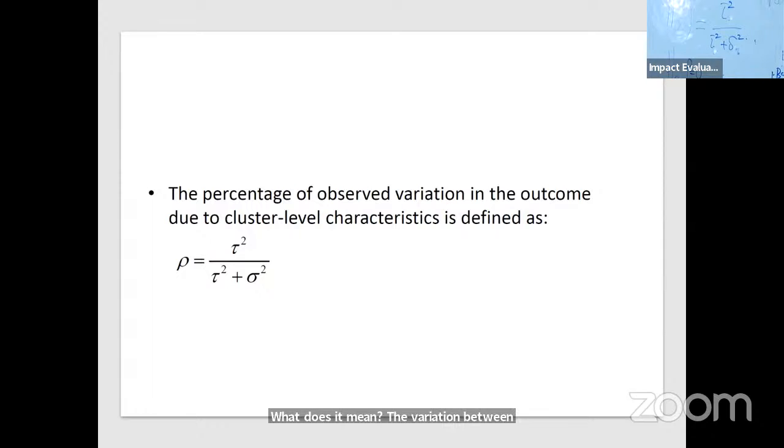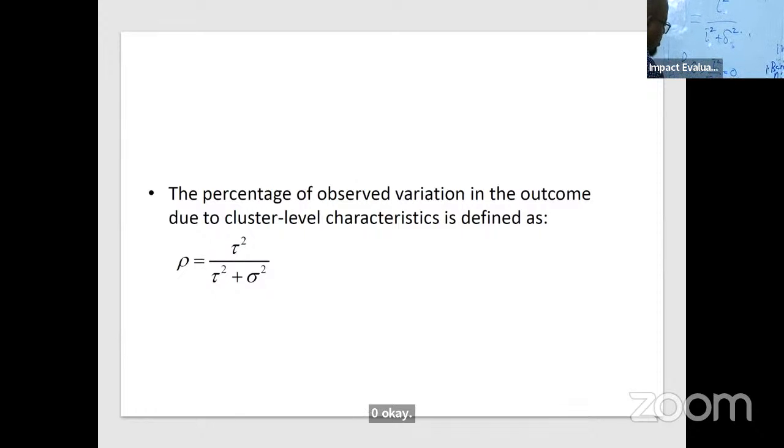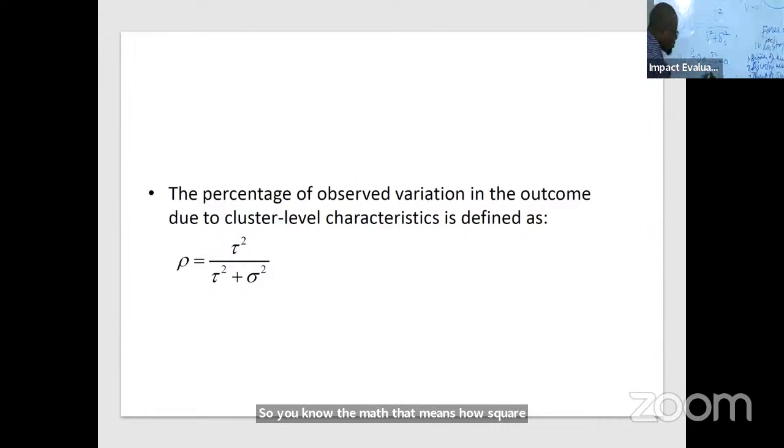There's nothing, right? So let's see mathematically what that means, because this is the formula we have there. So if this equals 0, that means tau square over tau square plus sigma square equals 0. Okay? So you know the math. That means tau square equals what? 0. That's what it means. Are we together? When rho, the intra-cluster correlation, equals 0, automatically it means between cluster correlation is 0. And I've just shown you mathematically.